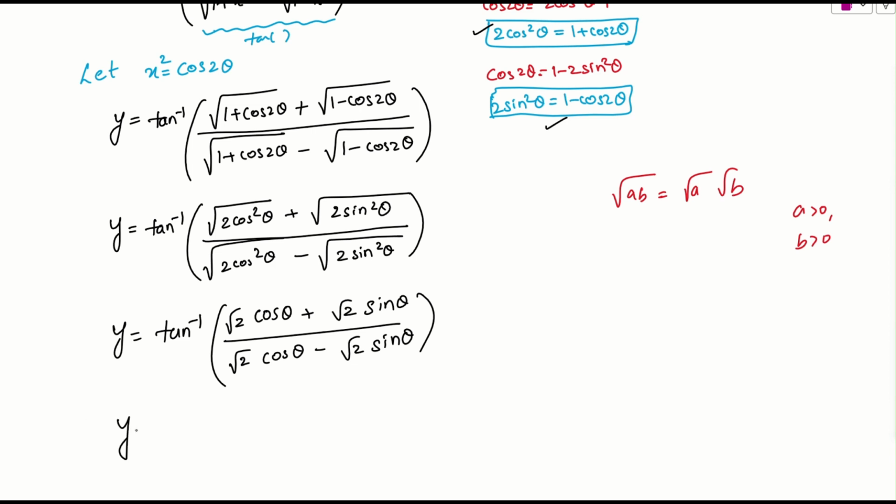So what I can say is, simply from both of the terms, I'll take root 2 common in the numerator and denominator. I can remove it. Is it okay? Root 2, take it out. What will we be getting? We'll be getting cos theta plus sine theta.